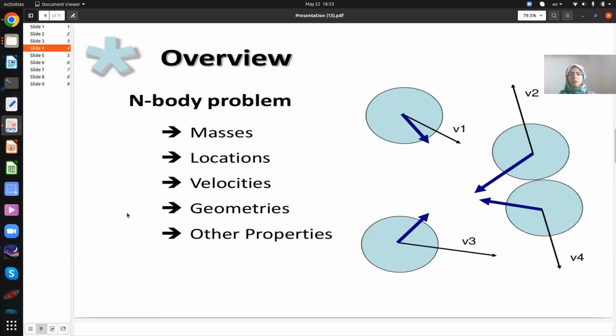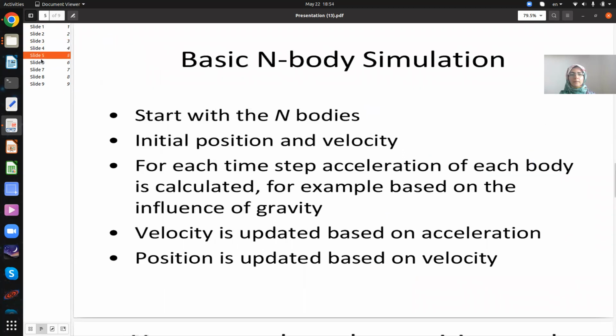For n-body, we need mass, location, velocities, geometries, and other properties. A basic n-body simulation starts with the n bodies, initial position and velocity. For each time step, the acceleration of each body is calculated, for example, based on the influence of gravity. Velocity is updated based on acceleration, and position is updated based on velocity.